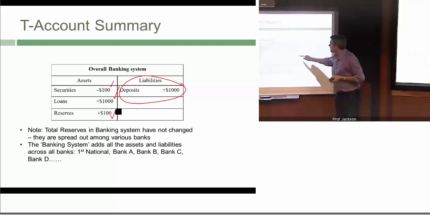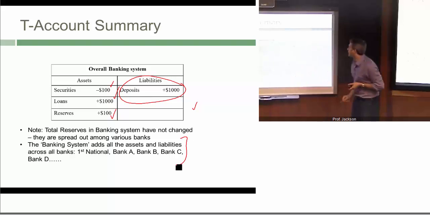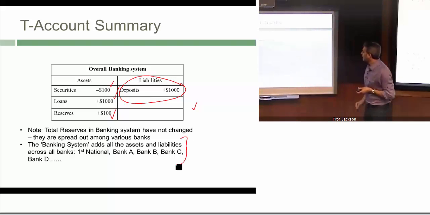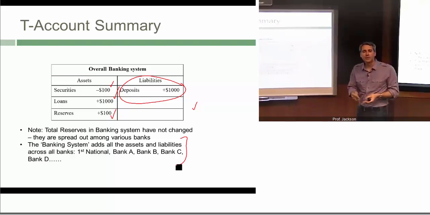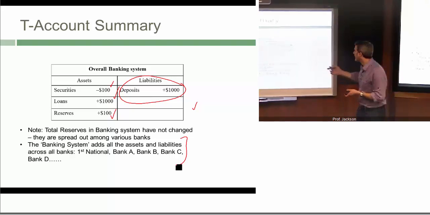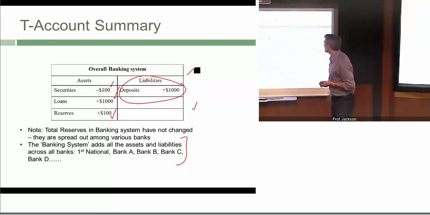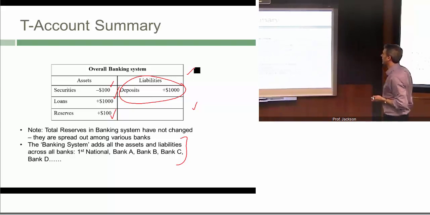So when we look at this overall banking system, what we're doing is adding up all the assets and liabilities of all of the banks that are involved in this process. First National Bank, Bank A, Bank B, Bank C, Bank D, and so on and so forth. And so once this multiplier process comes to fruition, that's what we end up with.